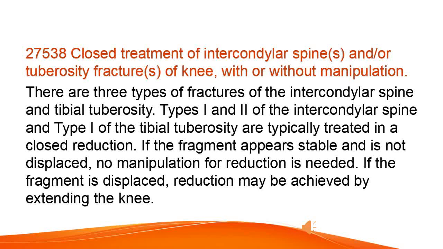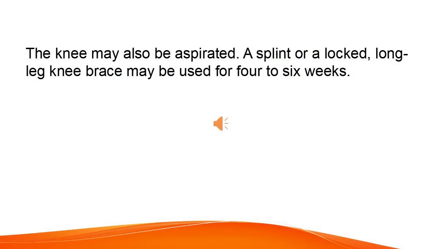Closed treatment of intercondylar spine(s) and/or tuberosity fracture(s) of knee, with or without manipulation. There are three types of fractures of the intercondylar spine and tibial tuberosity. Types I and II of the intercondylar spine and type I of the tibial tuberosity are typically treated in a closed reduction. If the fragment appears stable and is not displaced, no manipulation for reduction is needed. If the fragment is displaced, reduction may be achieved by extending the knee. The knee may also be aspirated. A splint or a locked, long leg knee brace may be used for 4 to 6 weeks.